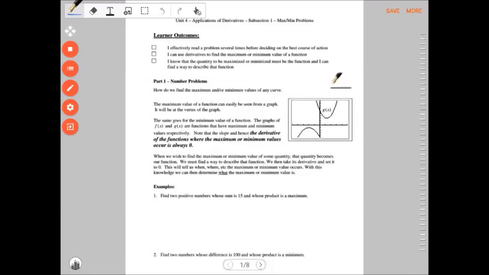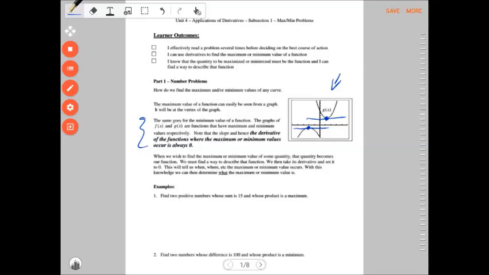Now, I want you to look at this graph here. If I want the maximum or minimum value of these curves, that would be right there or right here. The interesting thing is, at those points, the tangent line looks like this. The tangent lines are horizontal, which means they have a slope of 0. Remember, the slope of the tangent line is the value of the derivative. So the max-min value of a function can be easily seen from a graph. It's the vertex.